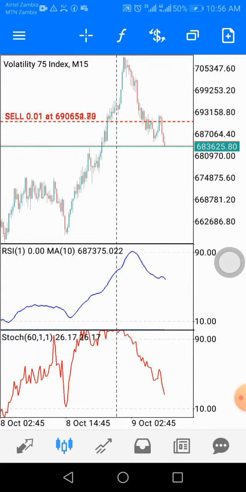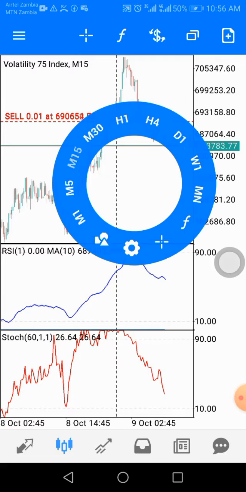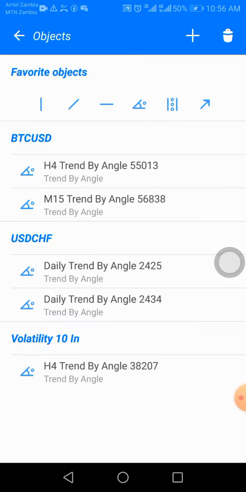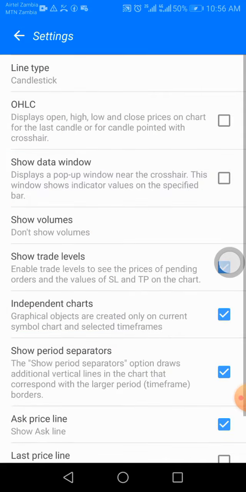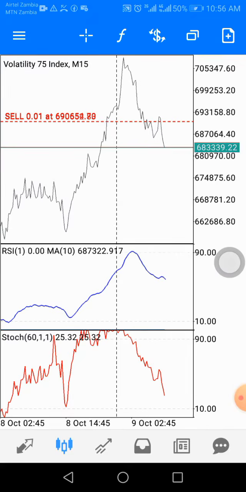VIX simply makes the same exact patterns over and over. So I prefer not to use candlesticks. Instead, you can go to the settings and simply use the line chart. Okay, you use the line chart. The line chart is going to look like that.